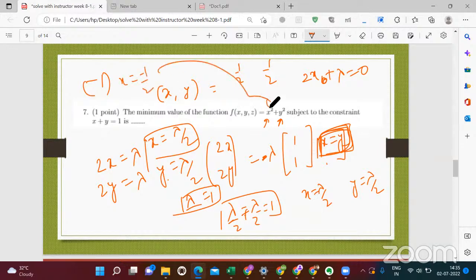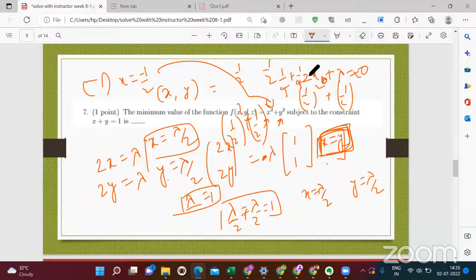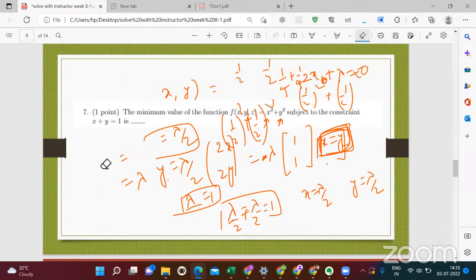So if you put it here, you'll get the same value, right? X will be half and Y will be half. So (1 upon 2) whole square plus (1 upon 2) whole square, so 1 upon 4 plus 1 upon 4, and that will be 0.5. So whether you put minus or not, it will be the same, right? You'll get 0.5 as the answer. Everyone is getting 0.5, right? Yes, sir. Okay.